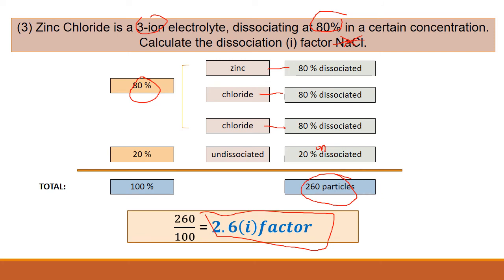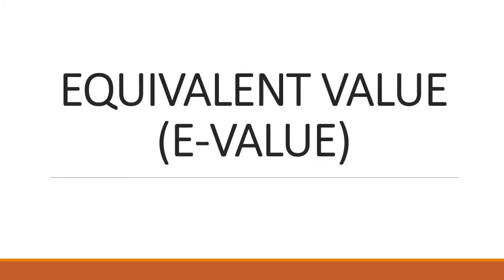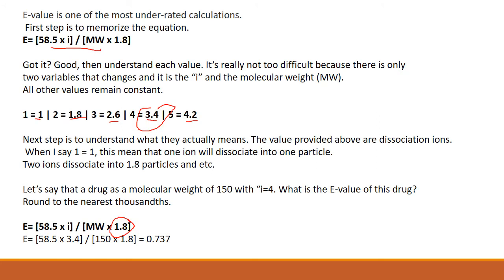That is how you are going to get the dissociation factor. Now we are going to talk about the equivalent values. In connection with our isotonic values, in our system, we also have to get the equivalent value to make the solution isotonic. The E value is one of the most underrated calculations. The first step is to memorize the equation. You have this equation; you have to at least read this one and familiarize yourself with it.